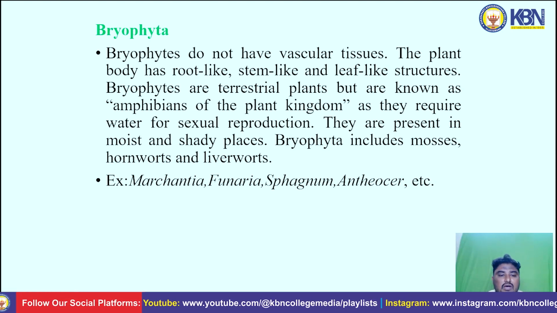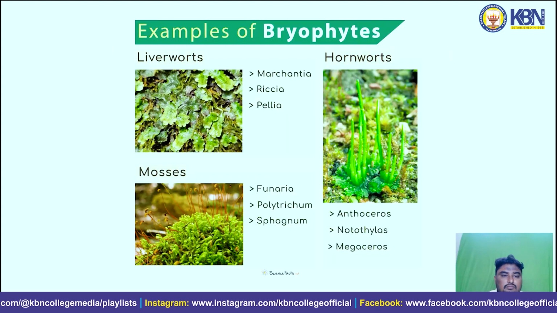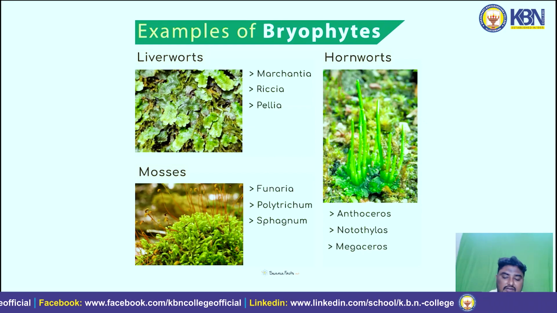Bryophyta include mosses, hornworts and liverworts. Examples: Marchantia, Funaria. Examples of Bryophyta: liverworts, Marchantia, Riccia, Pellia, hornworts and mosses. These are the examples of the bryophytes.